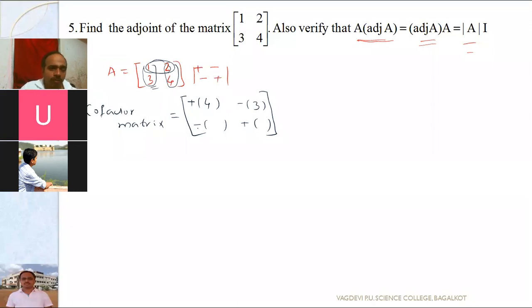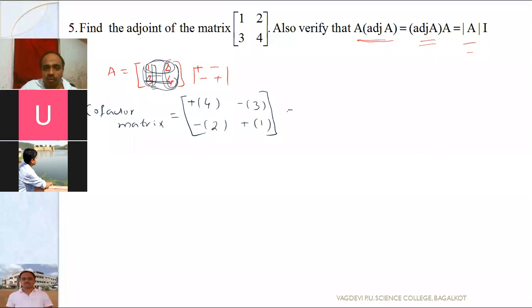The next element, next element means in the matrix 3. So for this 3, if you delete this row and delete this column, what do I get? I am left with 2. Correct? And last, cofactor of 4. If you delete the row, delete the column, I'm left with 1.